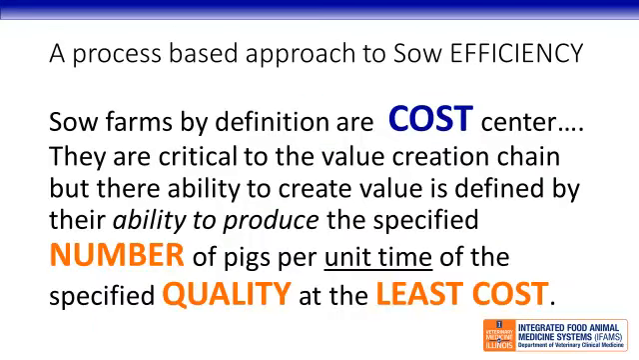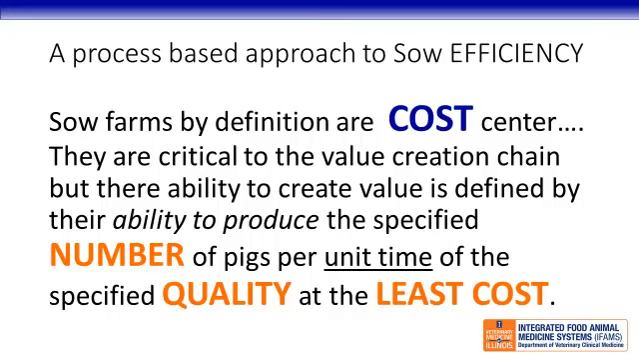So this is my definition of an efficient sow farm. Number 1, a sow farm is a cost center. It accrues cost. It does not create value. It does not create profit in the global chain. It merely is a place where cost is accrued. So how do we have it minimize its cost or allow it to create the most value at the end of the day? It's, do I produce the specified number of pigs per unit time? We're going to talk about what that means in a minute. So number per unit time, not total number per year, but number per unit time. Are they the specified quality? And how do we do that at the least cost?